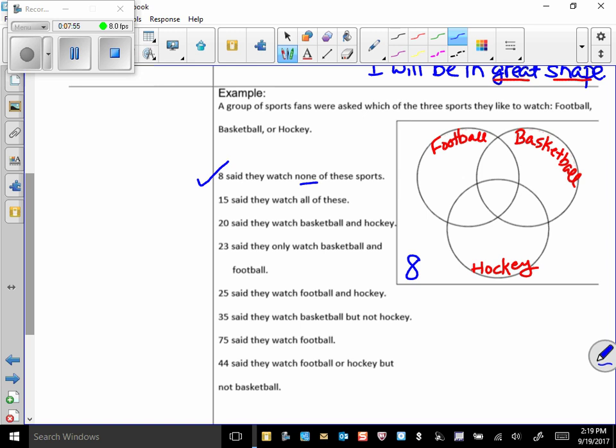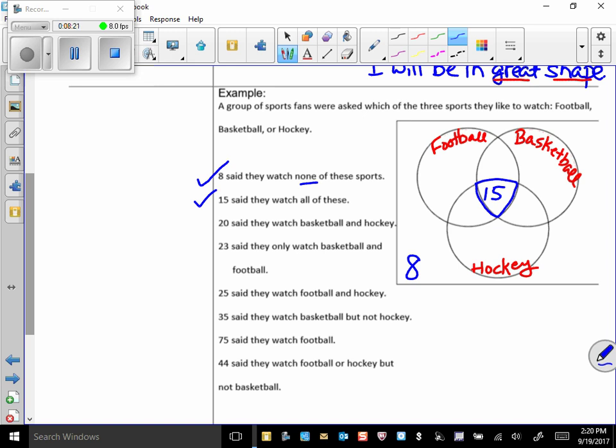Okay, 15 watch all of these. So I got to look for the spot in the Venn diagram that is included in all 3 circles. And that would be this little piece right here, right? That's part of all 3 circles, and that's the only little segment that is part of all 3 sports. So I got to put 15 right in there. 15 watch all the sports.